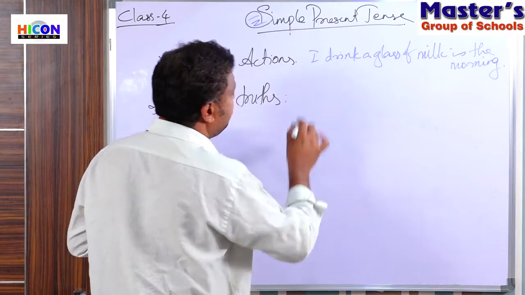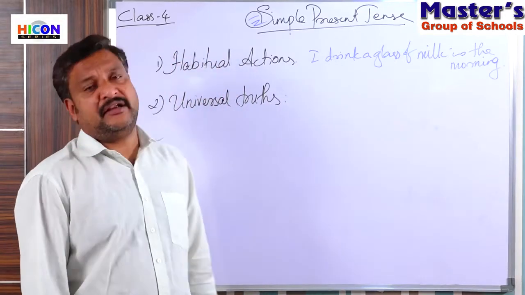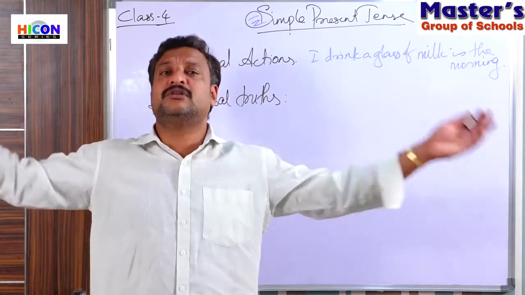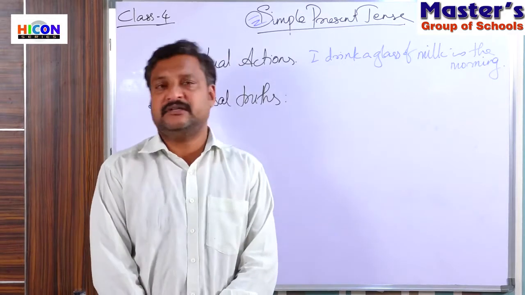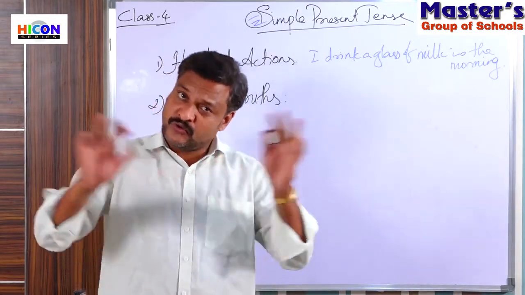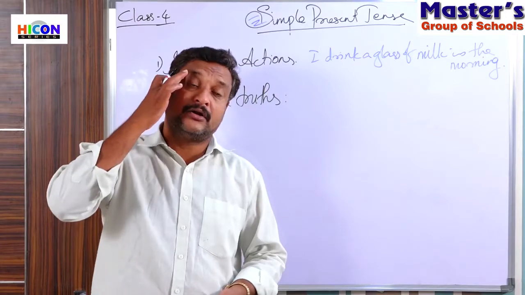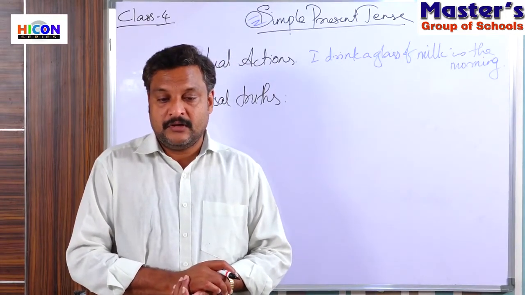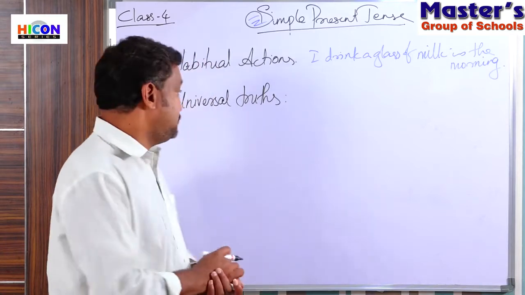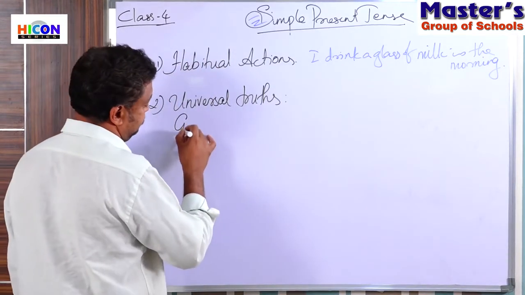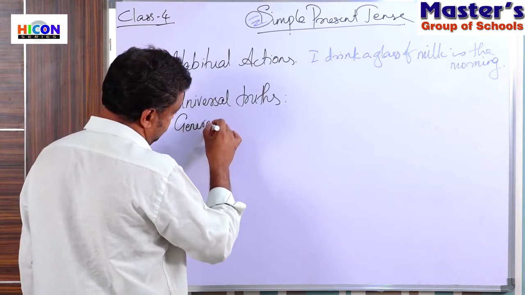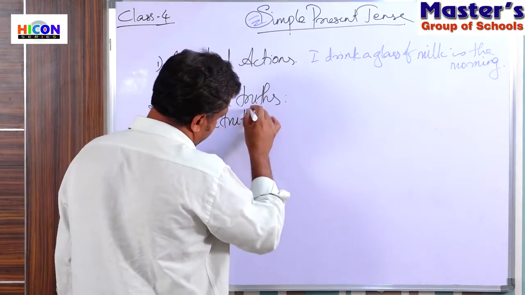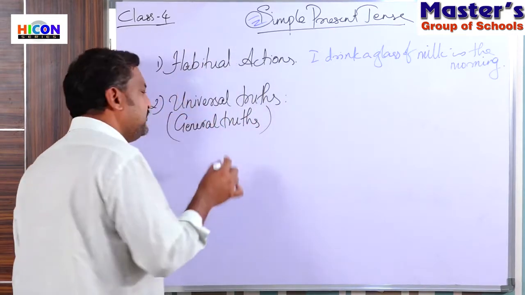So, what are the universal truths? Something that is true throughout the world is called a universal truth. They are also called general truths, because it's common everywhere.